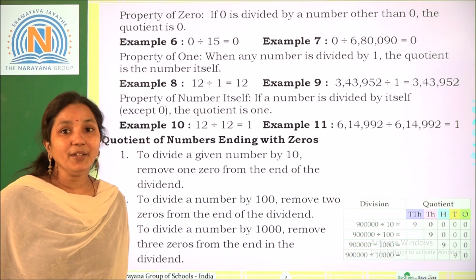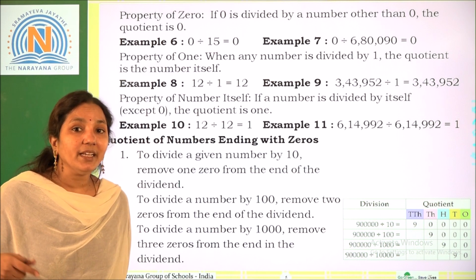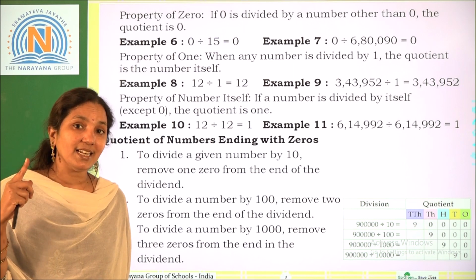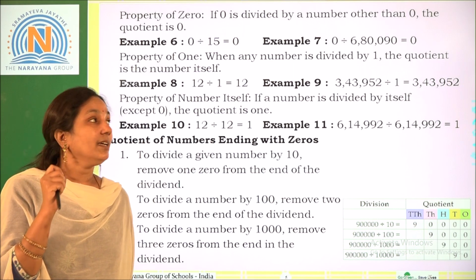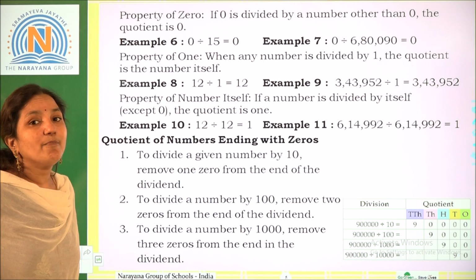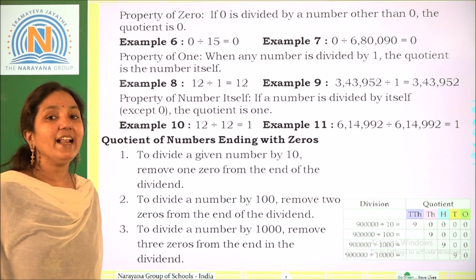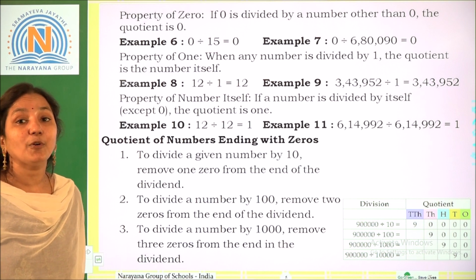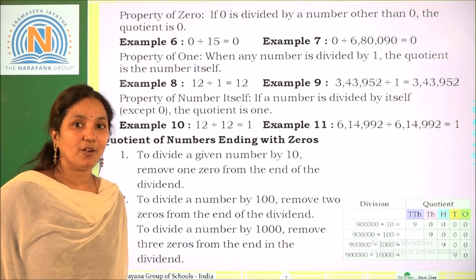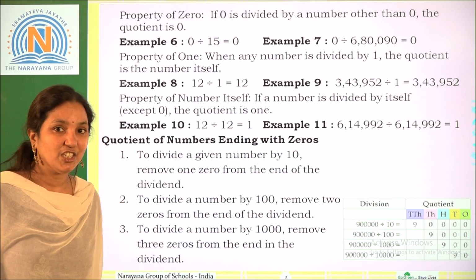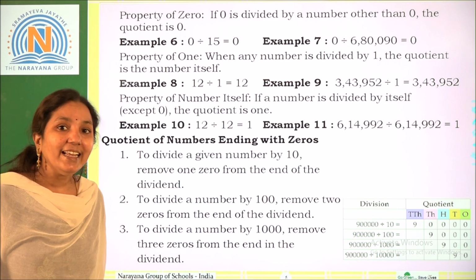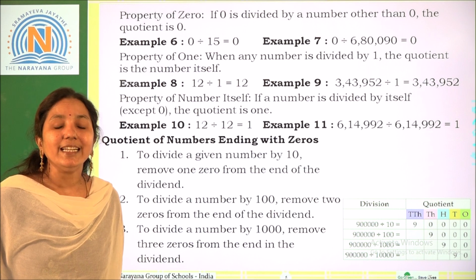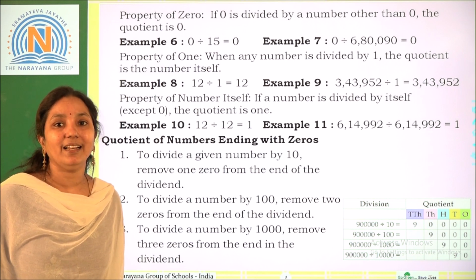Next, property of 1. You already know this property of 1. Recapitulate once, remember it from the previous class. So what is it? When any number is divided by 1, what do you get? The quotient as 1? Is it correct? No.